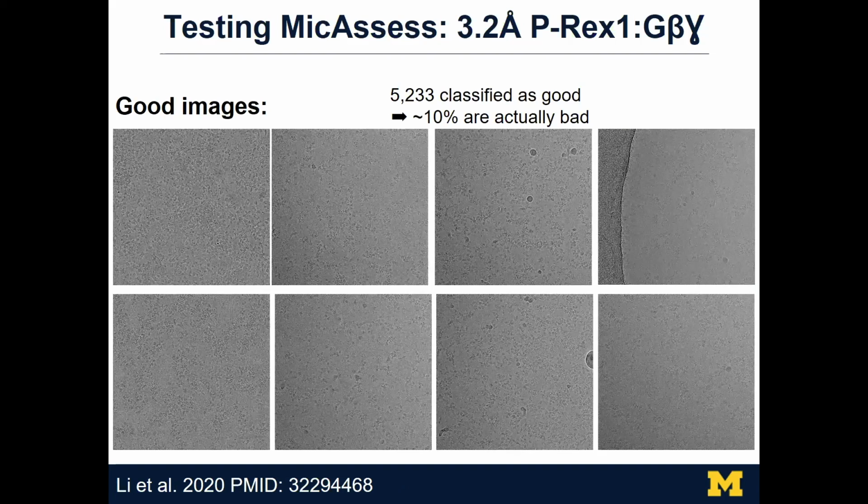Among the good micrographs, there are about 5,000 micrographs classified as good, and only about 10% are actually bad ones. So basically, it keeps almost all the good micrographs while finding most of the bad micrographs.